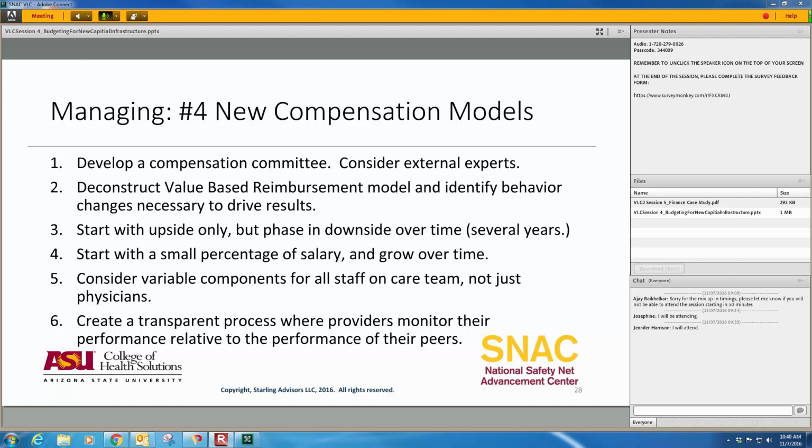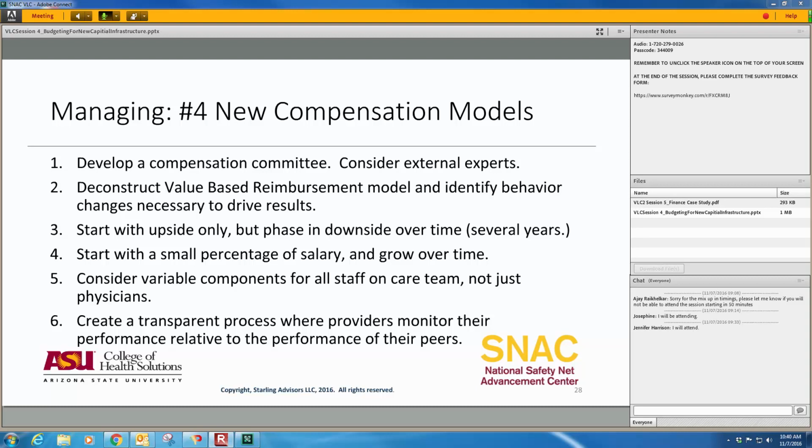Look at deconstructing your value-based reimbursement models and identifying the types of behavior change that you need to drive the results necessary. The best compensation plans start with upside only, but phase in downside over time, which is usually measured in years, not weeks, not months. Start with a small percentage of salary, and grow that percentage over time. Consider variable compensation for all staff, not just physicians or other billable providers. If the behavior change needs to occur across a broader team, how can you introduce some element of variable compensation across that team?